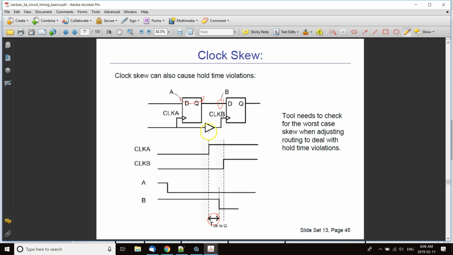If the clock of B is delayed so that its setup hold window is here instead of exactly where it was for the first flip-flop, then that transition could happen within the setup hold window. It could happen within the setup time or the hold time. It really depends on exactly what the delay is. Either case is of course bad, because we don't want setup or hold time violations.